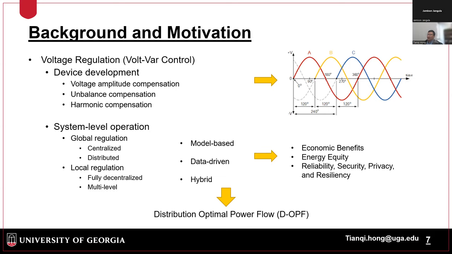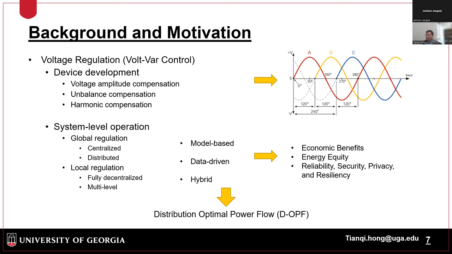From a system operation perspective, we can classify voltage regulation as global regulation or local regulation. In global regulation, we can implement the solution, or set the objective, in a centralized or distributed way. In local regulation, we can fully operate the regulation in a decentralized manner, or we can have a multi-level operation. From a methodology perspective, we have model-based methods, data-driven methods, and hybrid methods. From the overall objective, we can operate the system to achieve better economic benefits, energy equity, reliability, security, privacy, or resiliency. Generally, system-level operation for voltage regulation falls under the big umbrella of distribution optimal power flow.